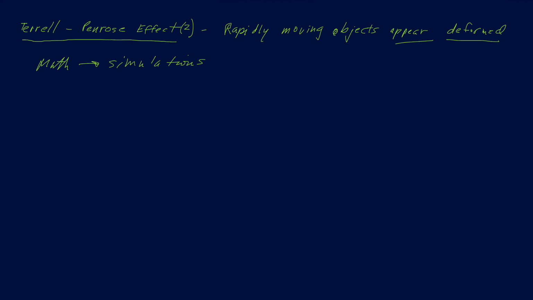So just to review, the Terrell-Penrose effect is what happens when you look at an object which is moving very rapidly, which is to say at a speed that is a substantial fraction of the speed of light. And what we observe is that the shape is deformed. Okay? And what we want to do, again, is talk about the math behind those simulations. Okay, so let's get started.